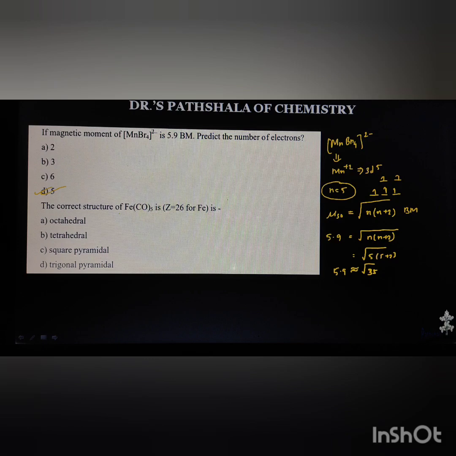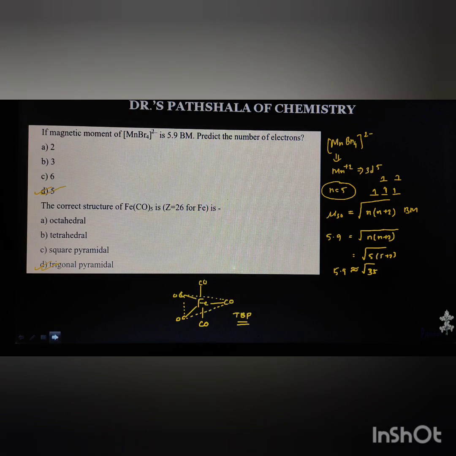The next question: the correct structure of Fe(CO)5. The correct structure of Fe(CO)5 will be TBP, trigonal bipyramidal. Here, for Fe, 3 CO are in equatorial positions and 2 CO are in axial positions. So the structure is TBP, trigonal bipyramidal. The correct answer will be option D.